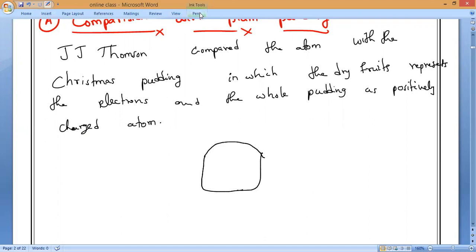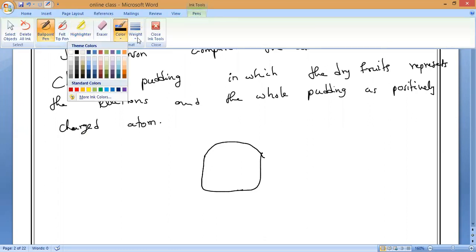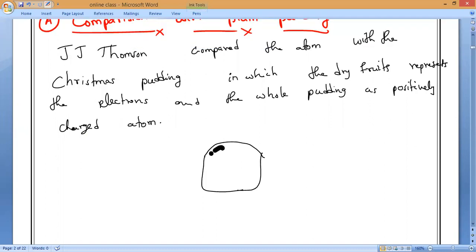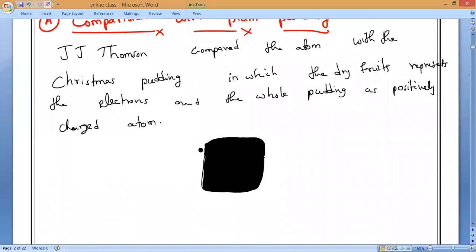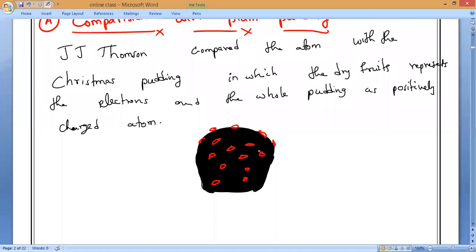In that, you consider the whole thing as a positive charge. Basically it will be black in color. You draw the whole Christmas pudding cake, and in the middle you can draw small cherries, dry fruits and all. That is what we can say are the electrons. Okay, so this is the Christmas pudding cake, and the electrons you can draw as cherries or some other dry fruits. That's all it is.